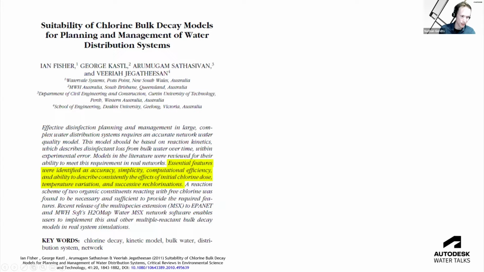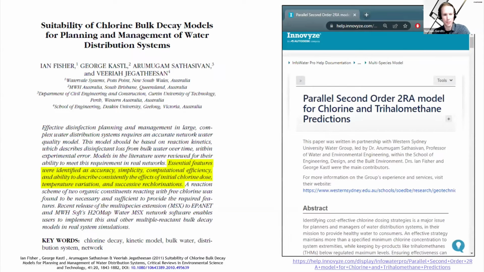They have a number of publications, and this was an important paper back around 10 years ago, where they evaluated a number of different water chlorine models within municipal distribution systems. They evaluated different models out there looking for essential features around things that are accurate and simple and computationally as efficient as possible, while still being able to describe varying initial chlorine dose, variations in temperature, and successive rechlorinations. So they've been in the space publishing papers for a while, and we worked with them.